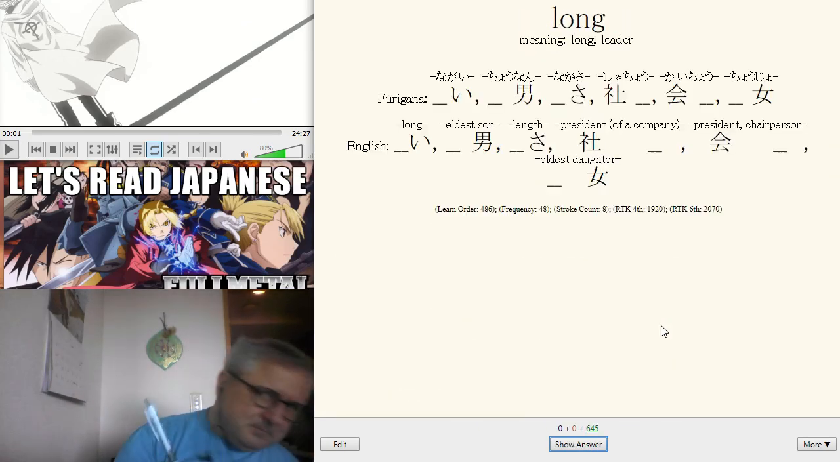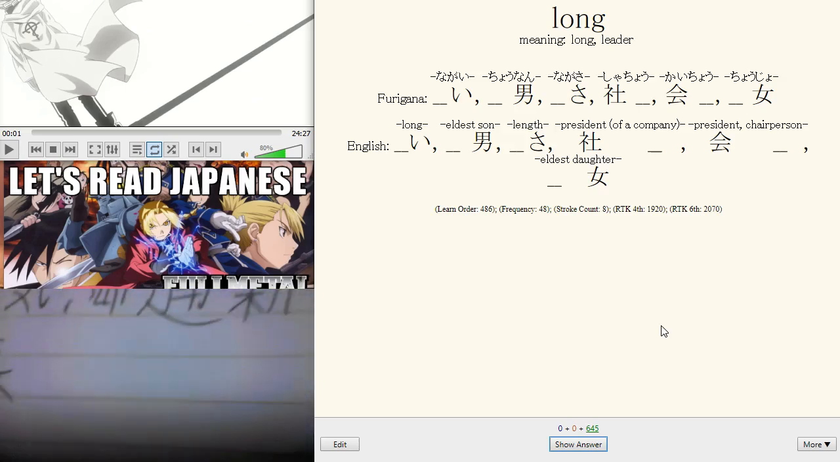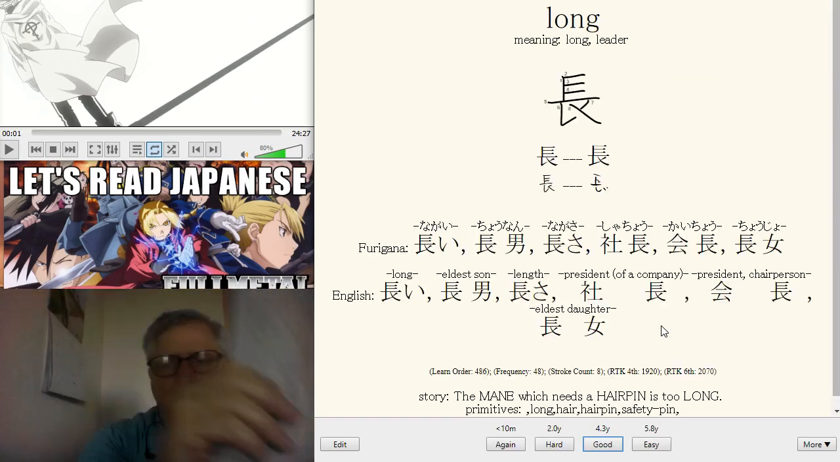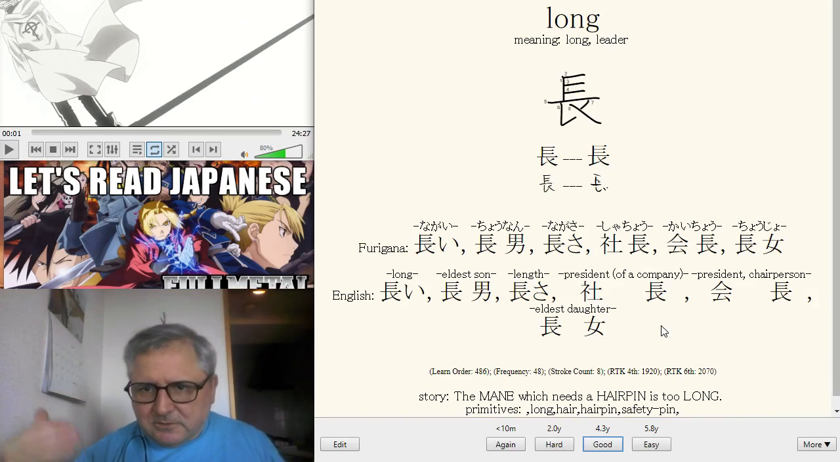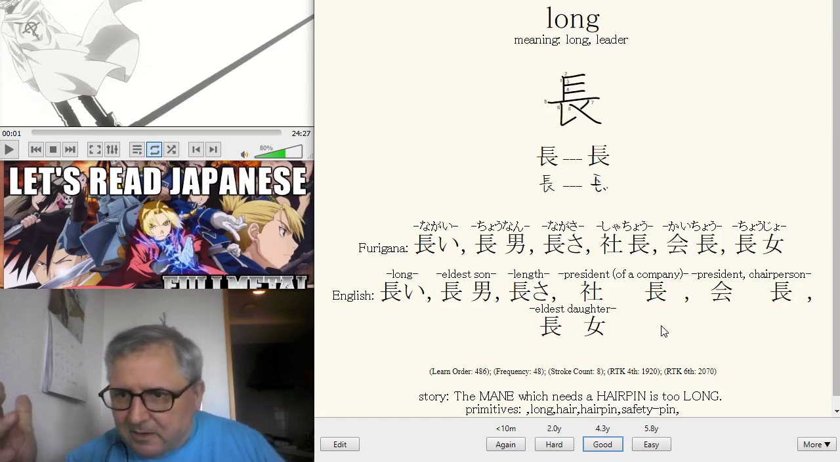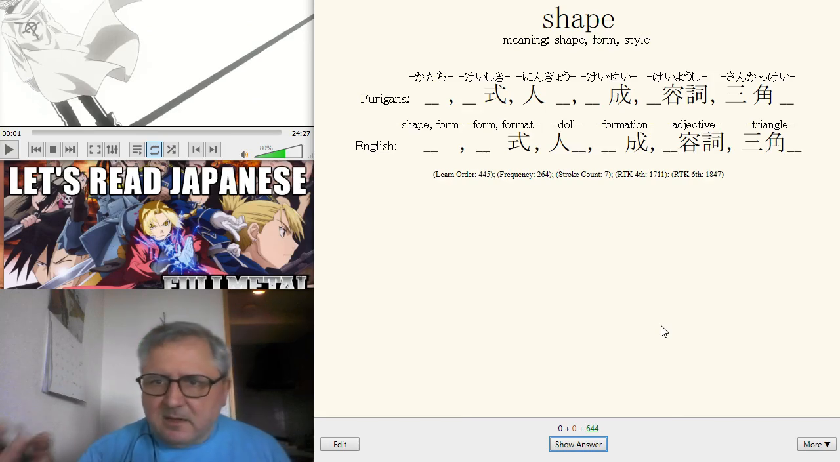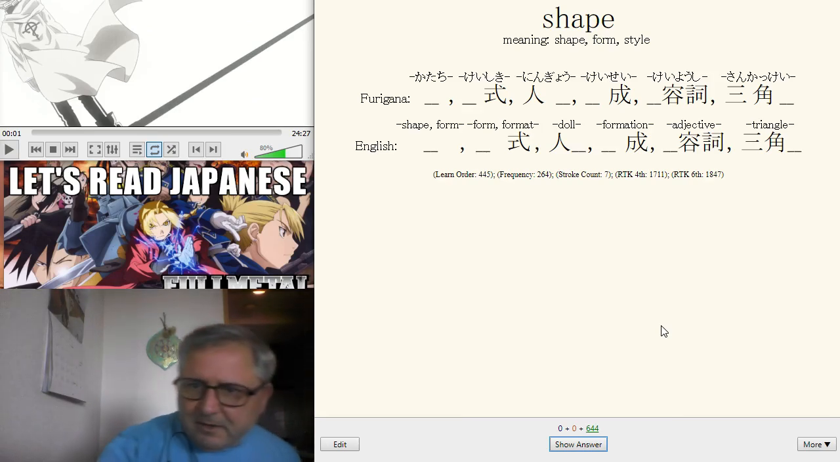Long. Nagai. Naga. Again, looks ugly. Naga. Nagai. Chōnan, oldest son. Nagasa, length. Shachō, yeah, president. Kaichō, company chairperson. Chōjo, oldest daughter. Cool. Shape, katachi. Make sure it's right. Yeah, katachi.